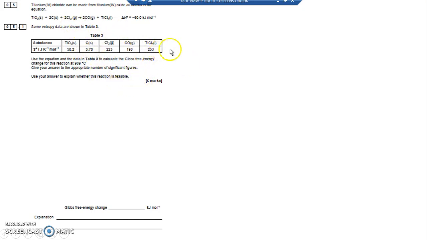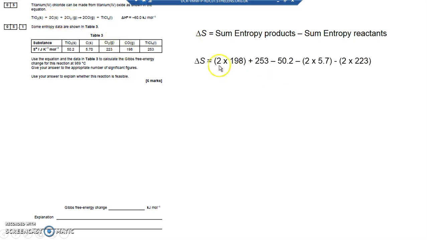So for entropy change, the entropy change is the sum of the entropy of the products, the entropy of these on the right hand side, take away the sum of the entropy of the reactants. So entropy change is this one, 2 moles of CO, so 2 × 198, 1 mole of titanium chloride, which is 253. Subtract the sum of the entropy of the reactants, so that's subtract TiO2, which is 50.2. Subtract, I've got 2 moles of carbon, so subtract 2 × 5.7, and subtract 2 × 223, because I've got 2 moles of Cl2.